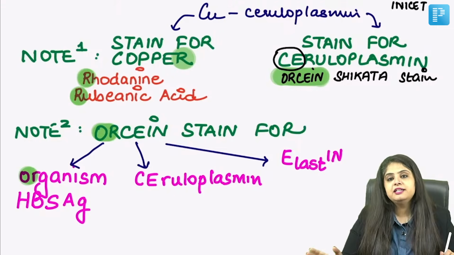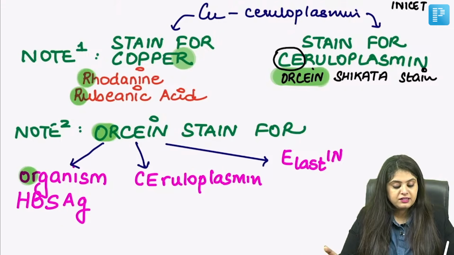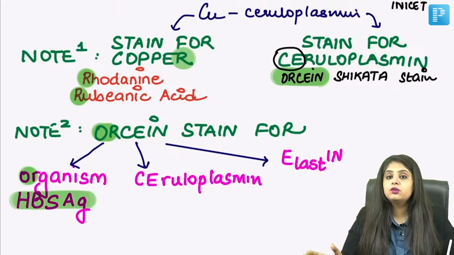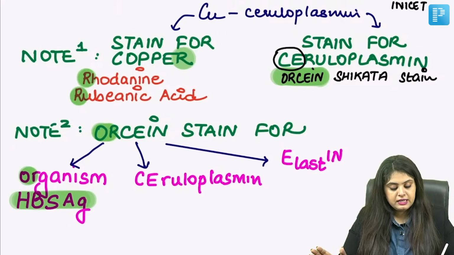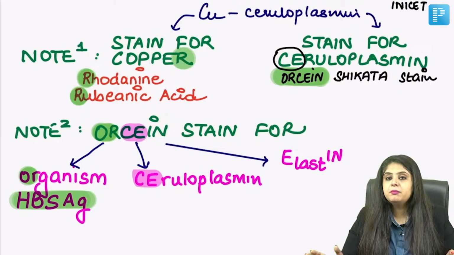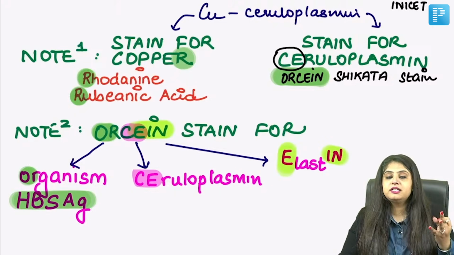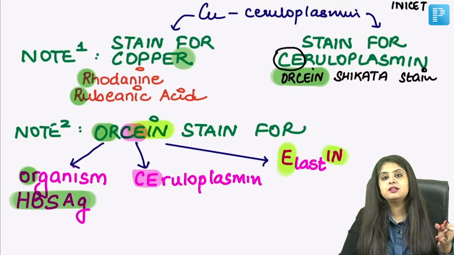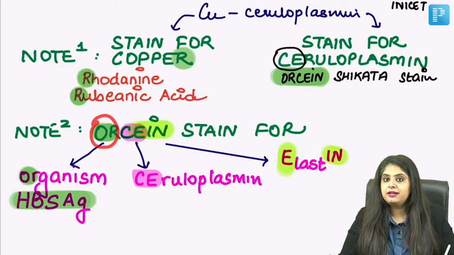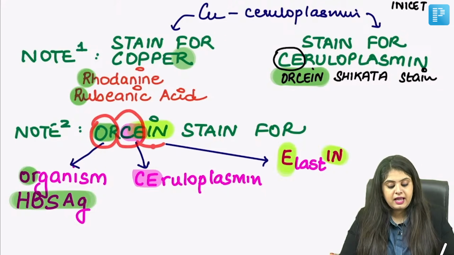Of course, even without reading medical books, you know hepatitis B. So hepatitis B surface antigen, this organism is positive for Orcein. Next, what is the copper buddy? Copper buddy, ceruloplasmin, is positive for Orcein. And finally, ENE stands for elastin. So now you know the three things positive for Orcein Shikata stain: the organism hepatitis B, ceruloplasmin and elastin.